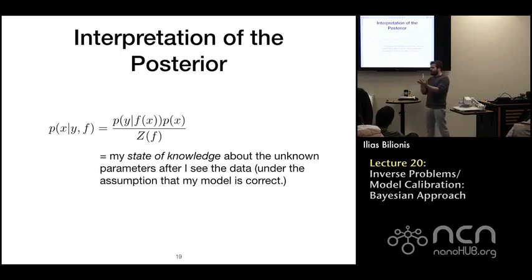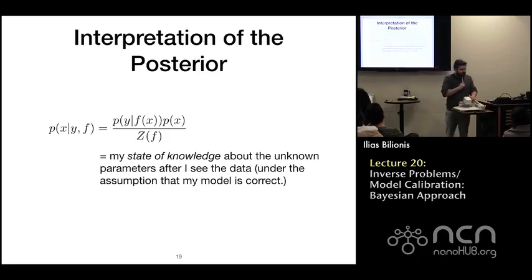Interpretation of the posterior. Once you have the prior and once you have the likelihood, the solution of the inverse problem is this: likelihood times prior divided by that normalization constant. That's it. So how do you interpret it? It is your state of knowledge about the unknown parameters, assuming that your model is correct, of course, after you have seen the data. You started with this state of knowledge, P of X, and through the likelihood, you updated it.